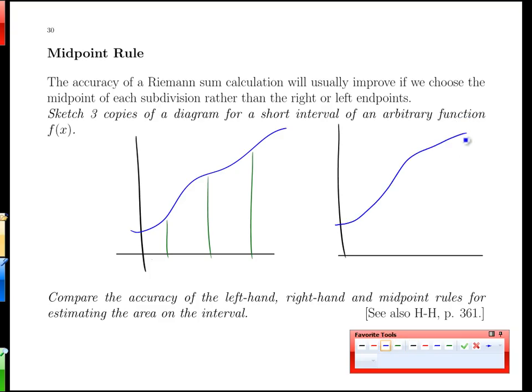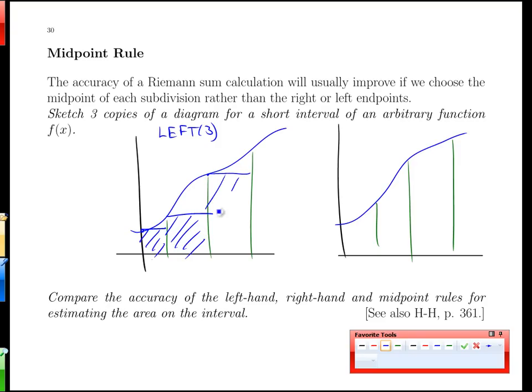Maybe the left-hand rule and the midpoint rule. So 3 intervals again. If we were to use the left-hand sum with 3 intervals, the area we get is represented by these rectangles. These 3 rectangles here.